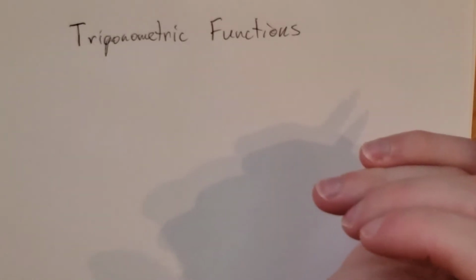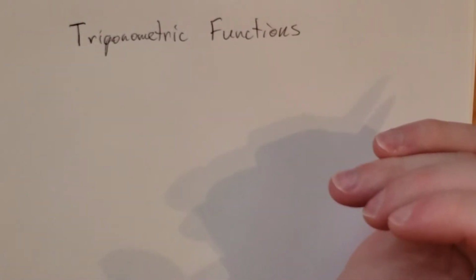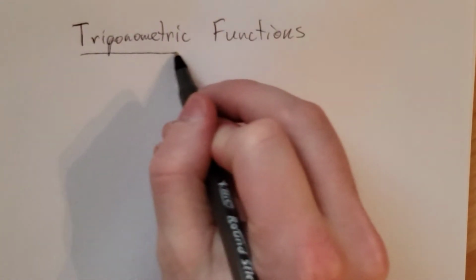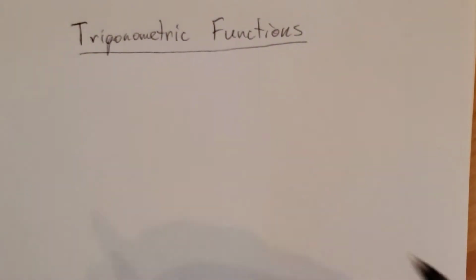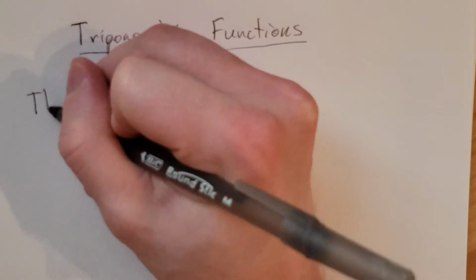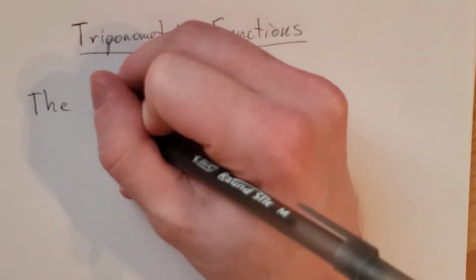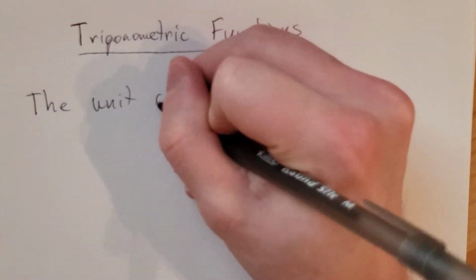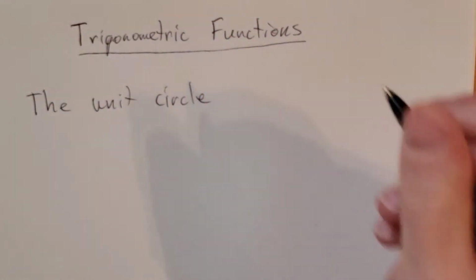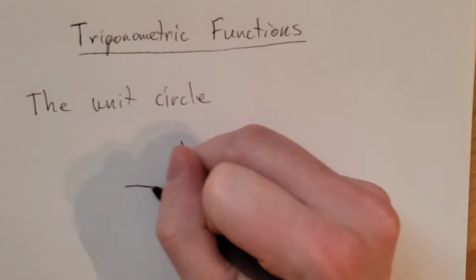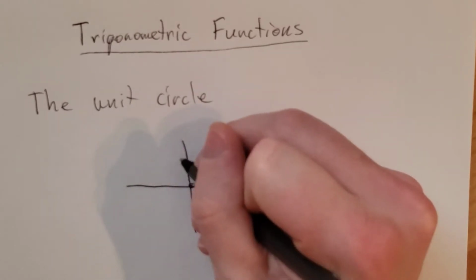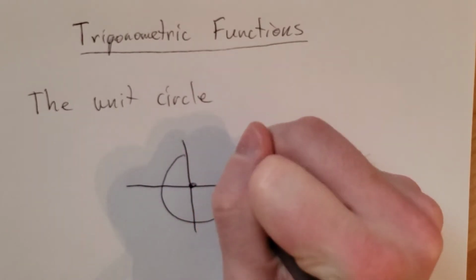In this video, we're going to be covering trigonometric functions. So the first thing we're going to do is actually define the unit circle, and then we will define the 6 trigonometric functions based on that. So our unit circle is the circle centered at the origin with radius 1.